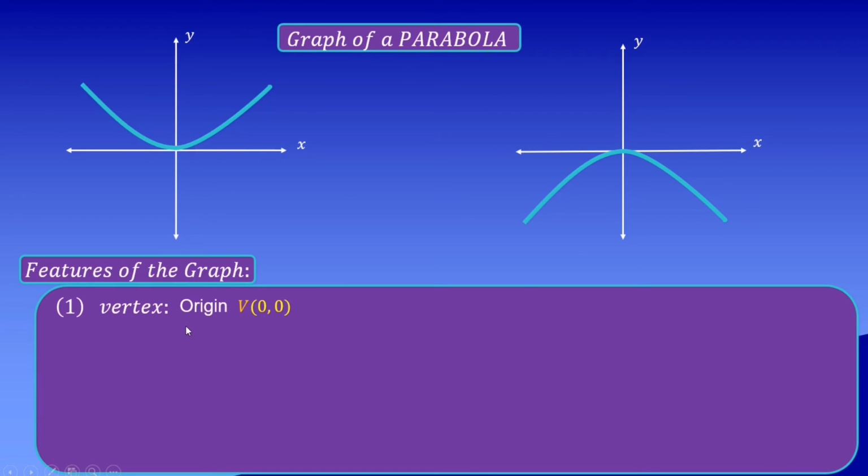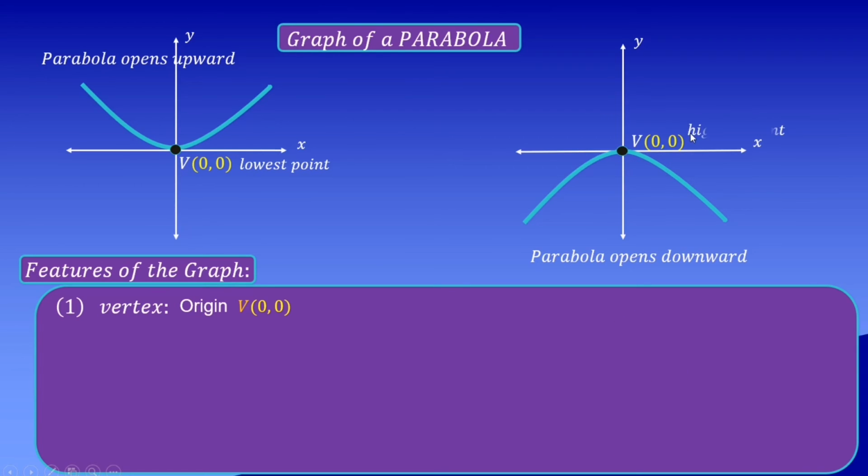So we have here the vertex at the origin. So the parabola opens upward, so the vertex is the origin, that is 0, 0, may magiging lowest point on the parabola. So the parabola opens downward, so ang vertex natin magiging highest point on the parabola.